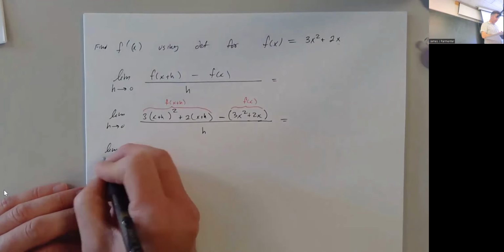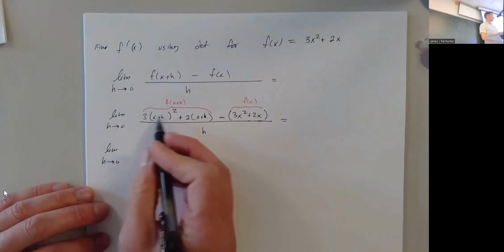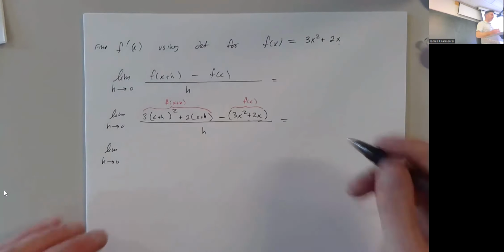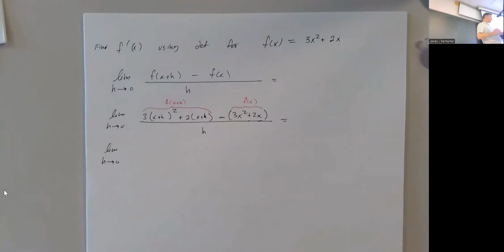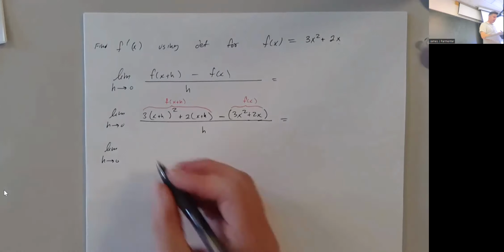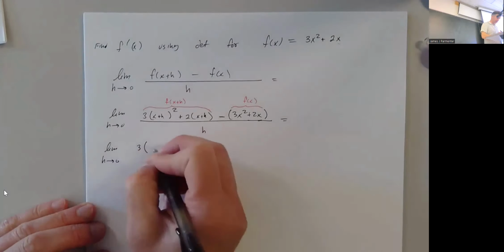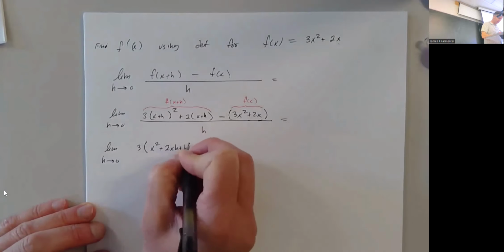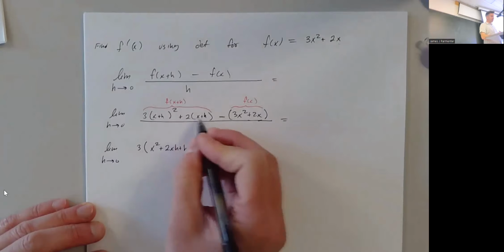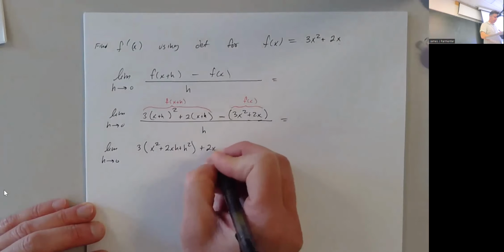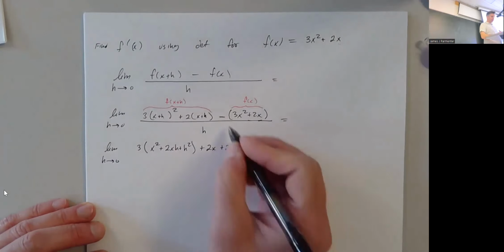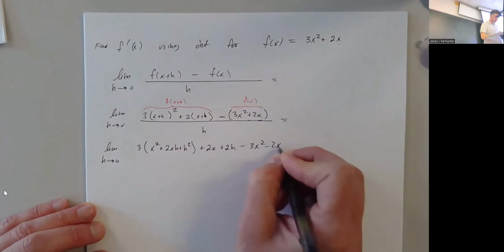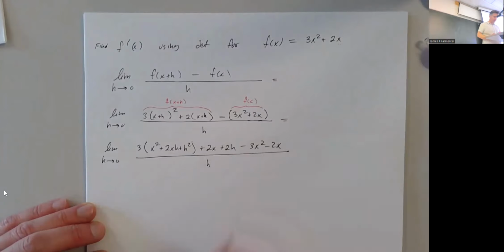With the limit as h goes to 0, x plus h squared. This comes up often enough that you want to get it to the point where you're like, oh yeah, x plus h squared is just x squared plus 2xh plus h squared. So we're going to get 3 times x squared plus 2xh plus h squared, and then we're going to distribute the 2 here and get plus 2x plus 2h. We're going to distribute the minus sign, minus 3x squared minus 2x, all over h.